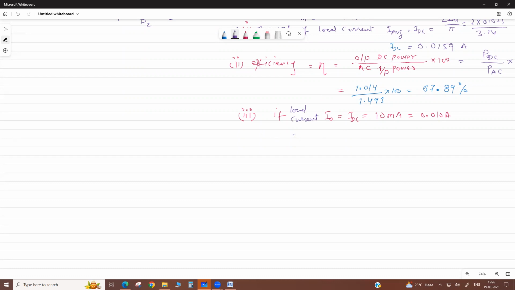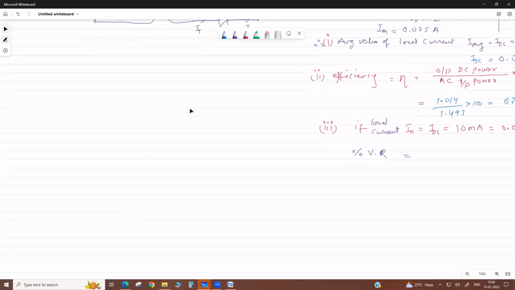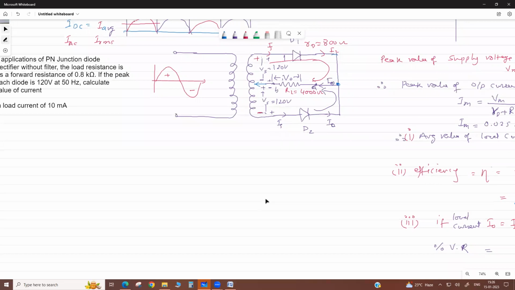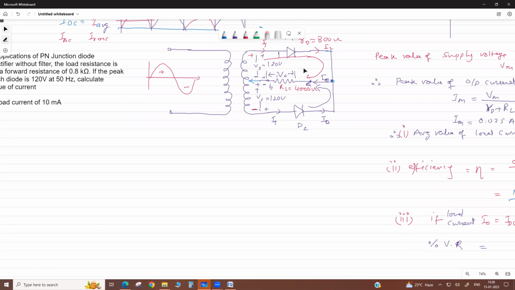Then he asked for the regulation, so it is percentage voltage regulation. In transformer, motor and alternator we calculate voltage regulation. What is the voltage regulation here? This is also across the load. If we make one circuit here again, suppose this is the supply voltage here, then the diode.